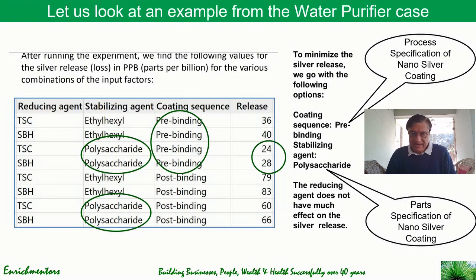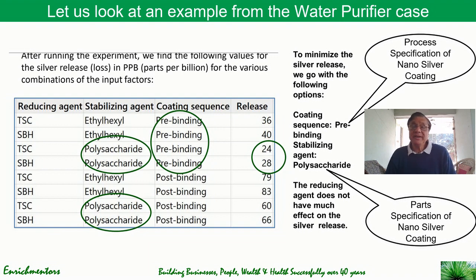So in this example of the water purifier, we ran the experiments of three parameters: reducing agent, stabilizing agent, and the coating sequence. And in that we found that to minimize the silver release, we need to go with the following options because they provide the minimum silver ion release. The coating sequence needs to be pre-binding, and that starts becoming your process specification of the nano silver coating, because that gives us the best results.